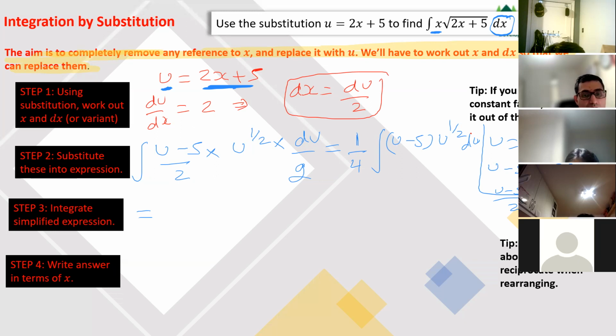I'm not sure. Ayushi, any idea what we can do? Go on, Ayushi. This is how we can integrate this one. If not, I will go through it with you. We expand the brackets and then... Good, very good. What do we get when we expand the brackets?